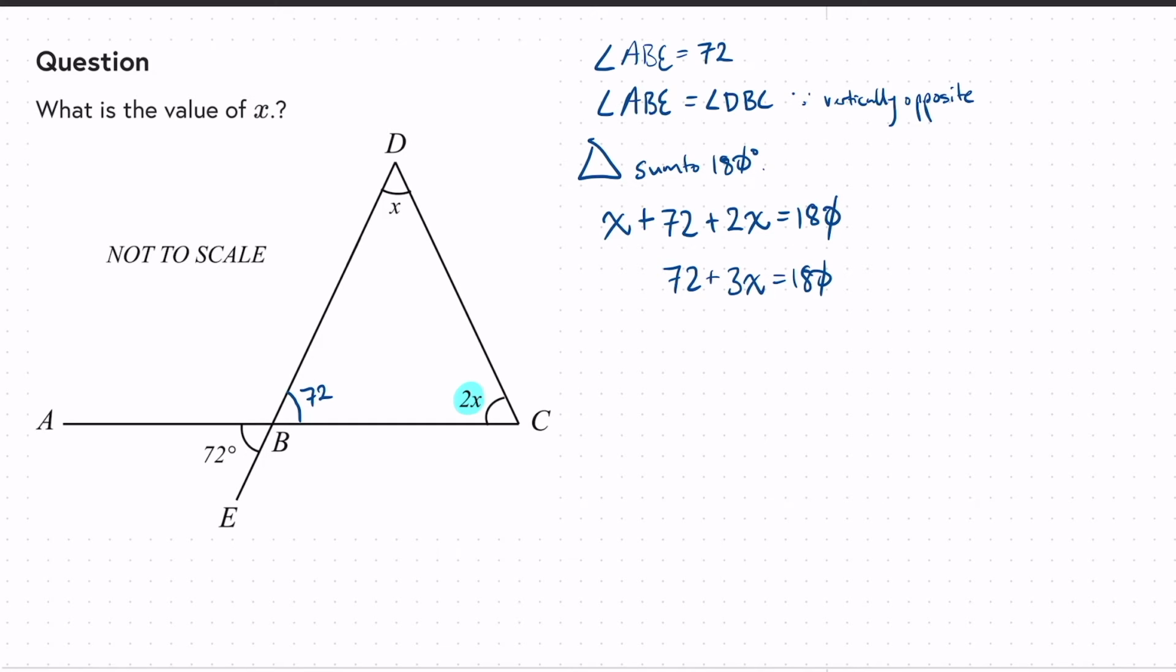I'm going to minus 72 from both sides. So 3 lots of x is equal to 108. X is equal to, well, that's going to be 36. Right, 108 divided by 3 is 36.